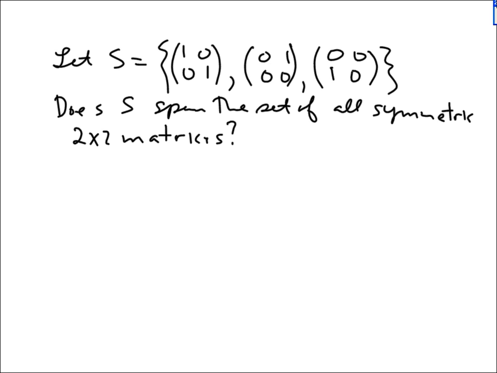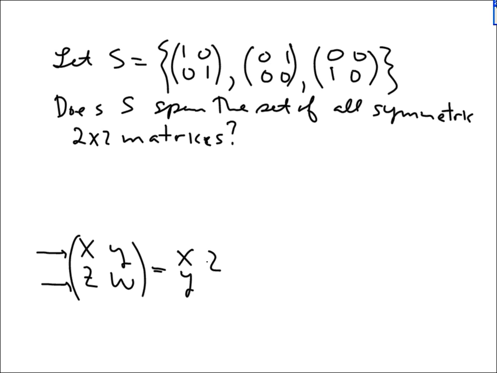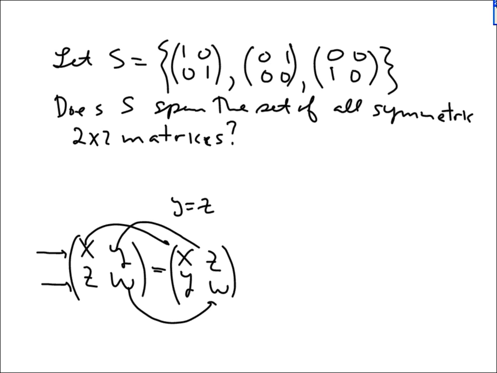Now remember, a matrix is symmetric if it equals its own transpose. So if you have X, Y, Z, and W, and it's supposed to equal its own transpose. That is, this first row is now the first column, this second row is now the second column. Well, surely X equals X, and W equals W. But Y is going to have to equal Z. And it even says it again. Y is going to have to equal Z.